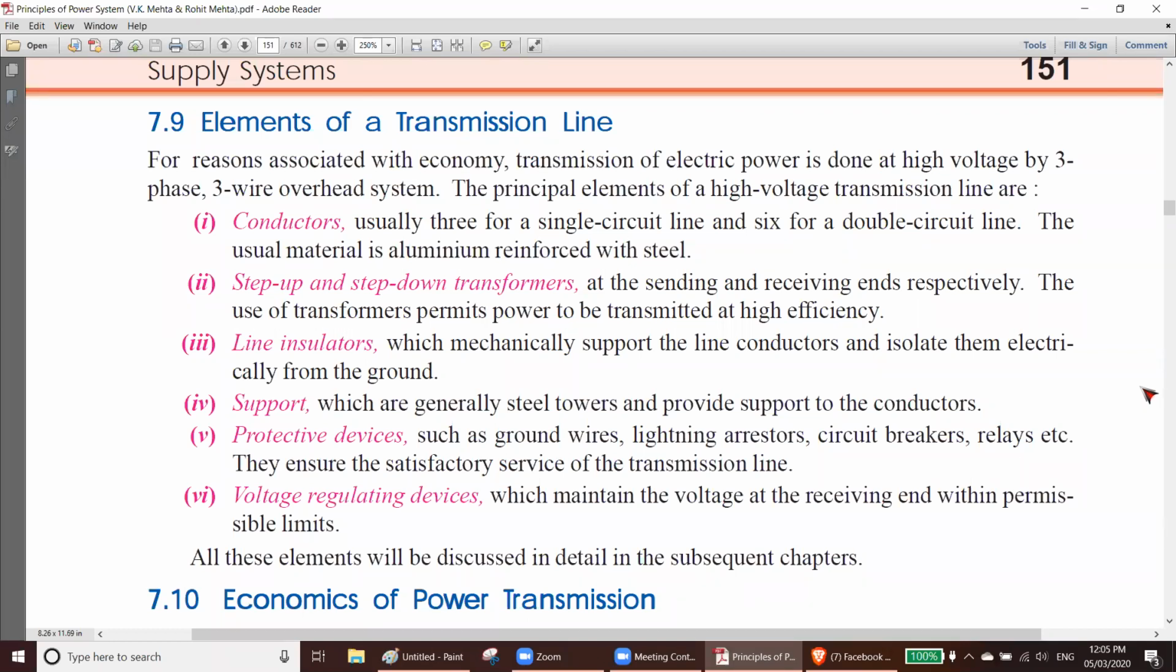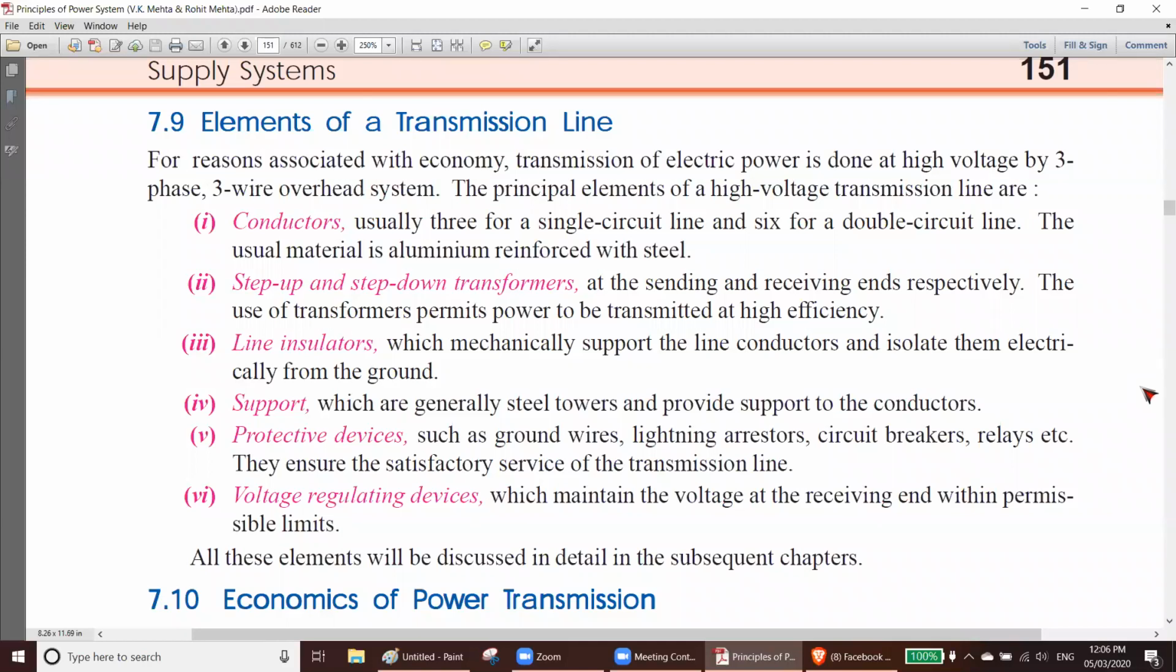You need to use some insulators, line insulators. So remember, in our transmission and distribution course, we have a very big topic on insulator, very big topic. So we will learn about insulator more in our subsequent classes. Line insulator mechanically supports the line conductors and isolates them electrically from the ground.